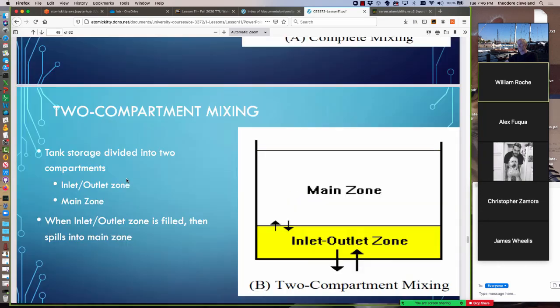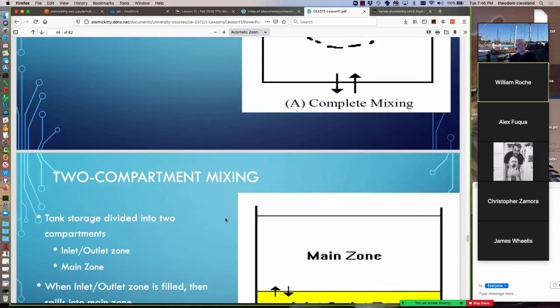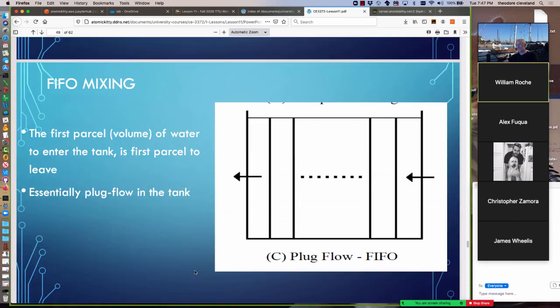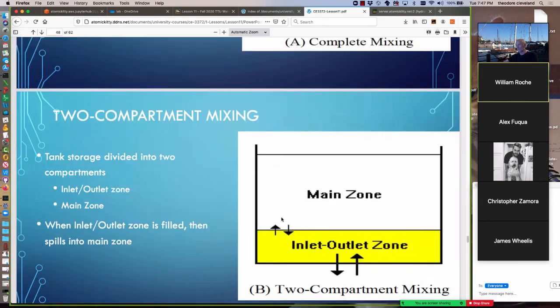But by far, the common one is complete mixing, and this would be the one that I would select when I was just trying to get a model up and running, functioning. I wouldn't worry about the intricate details of some of these other things until I had the hydraulics working more or less correctly in the complete mixing model.